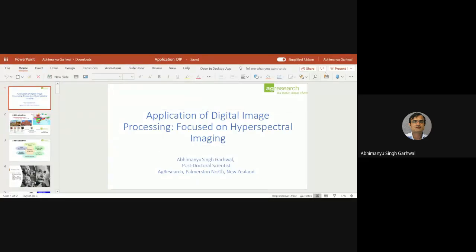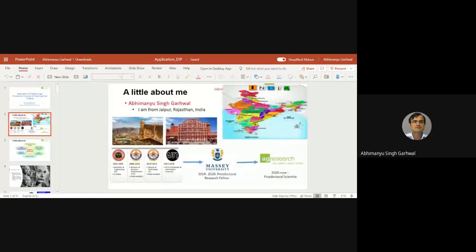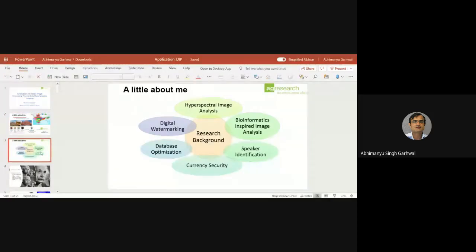Okay. So thank you for my introduction. He explained everything. Now I'm just sharing a little bit more about me. Basically, I belong from Jaipur, and he already explained my education and experience, so I'm not going into that area. I'm just explaining the research area in which I worked.